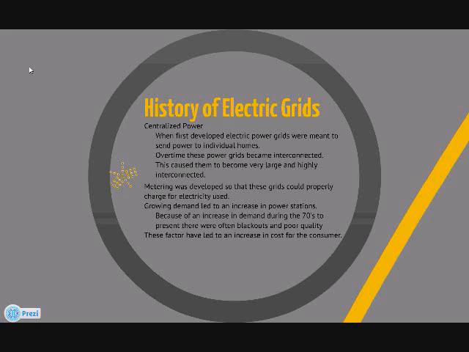As the grid continued to develop, metering was introduced to monitor how much energy each individual home used, and then the electrical companies could charge for what was used. And as demand for electricity continued to grow, power stations weren't able to supply enough energy for that demand. So beginning in the 1970s all the way to present, we see things like rolling blackouts and also poor quality of electricity. And this has led to an increased cost for the consumer.